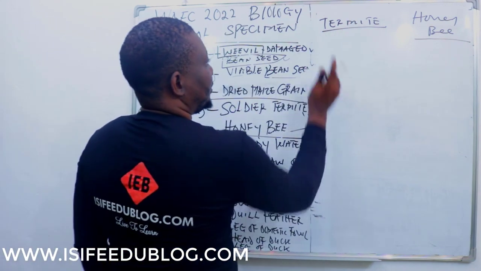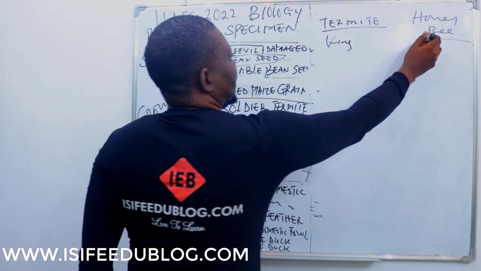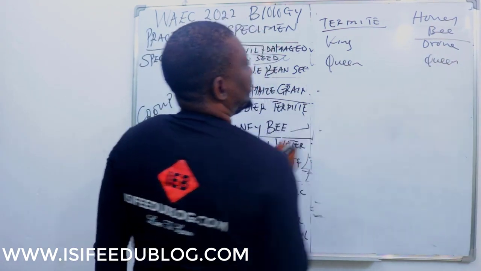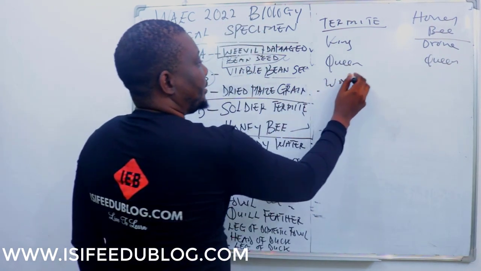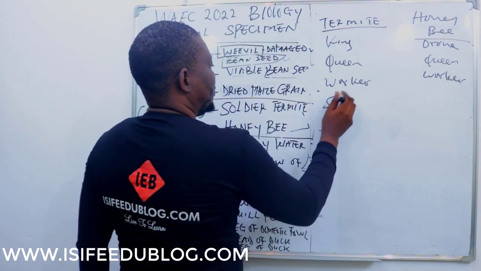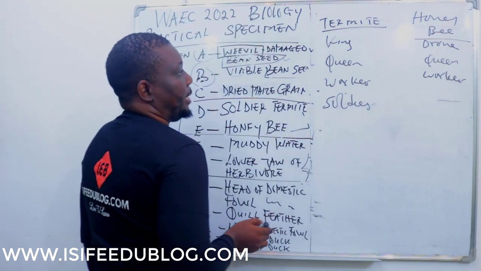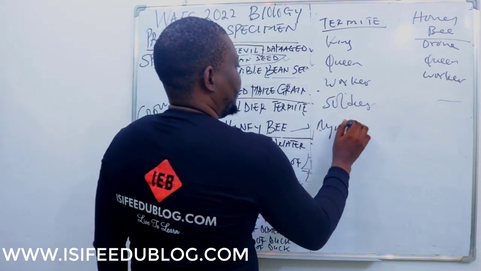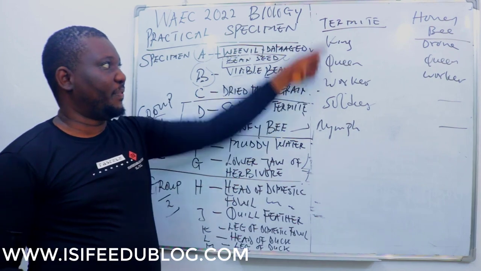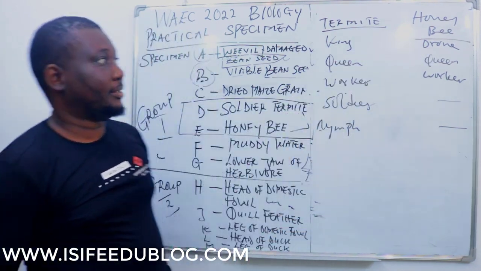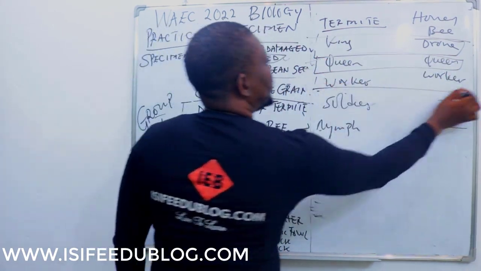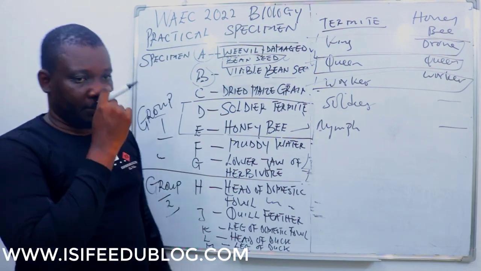There are several castes under termites. The king, which corresponds to the drone here. The queen is called queen here. The worker is called worker here. Soldier: there is no soldier here. Maybe nymph: there is no nymph here. Interestingly, there are 5 castes here, and there are only 3 castes here. These are related.